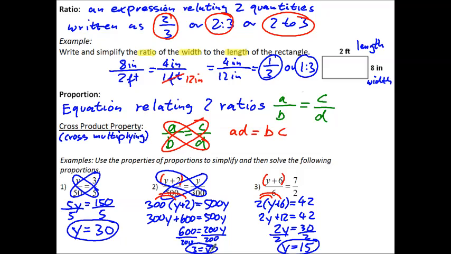In our third example, we also have to distribute. We start off with 2 times the quantity y plus 6 is equal to 42. Distributing 2, we get 2y plus 12 is equal to 42. Now we subtract 12 to get 2y is equal to 30. Divide by 2, and y is equal to 15.